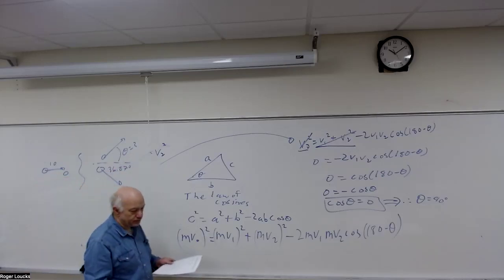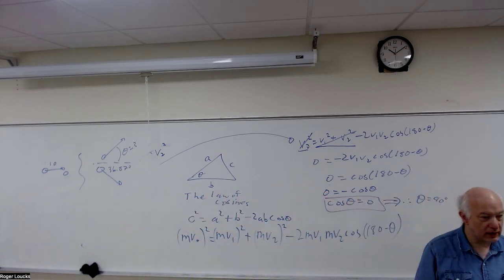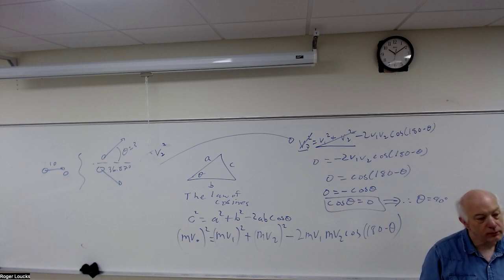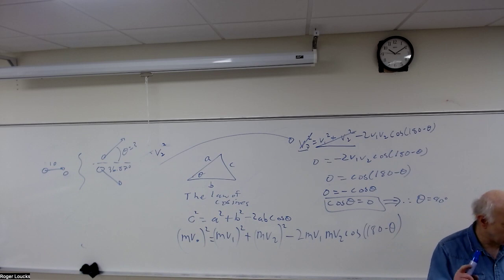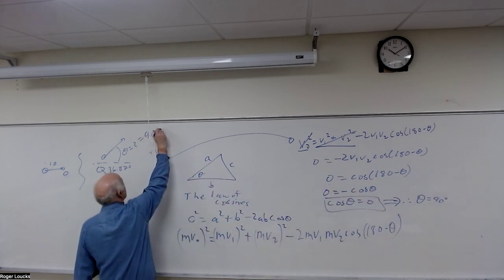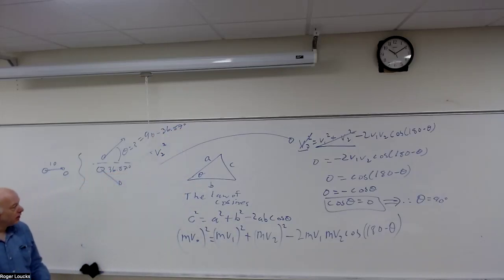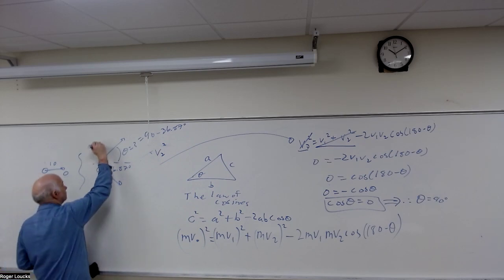Question is, what is that theta? I got a lot of crazy answers when I gave this before. You tell me what to do with it. 90 minus 36, done. Why? Because that whole angle has to add up to 90, because we just proved it. We have two equal masses, one at rest, elastic collision. So this theta has to be 90 minus 36.87 degrees.